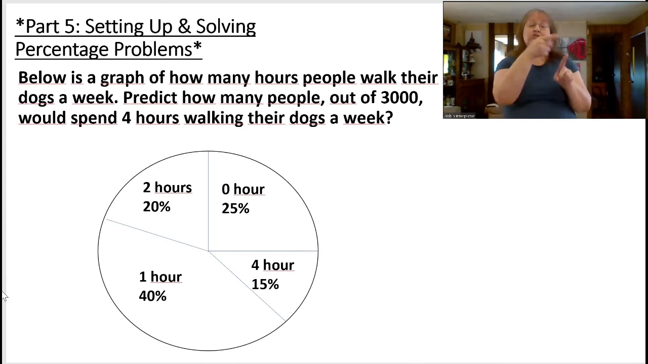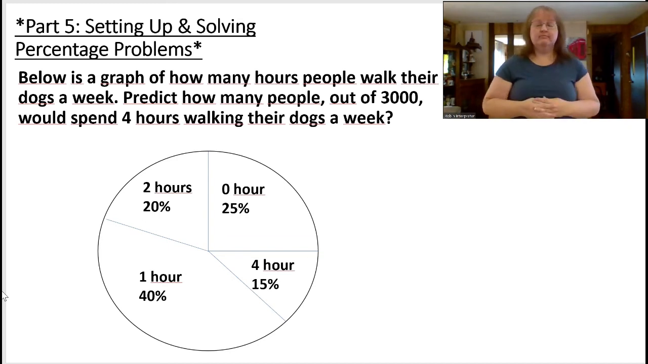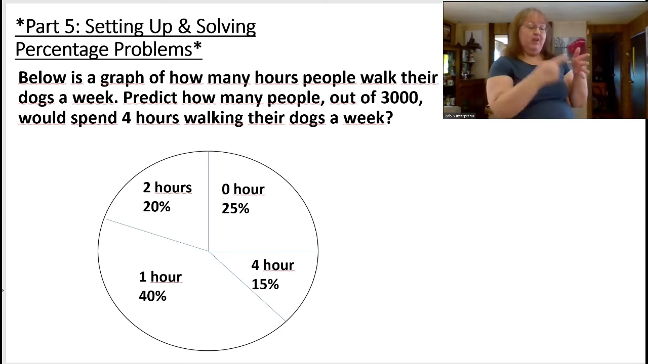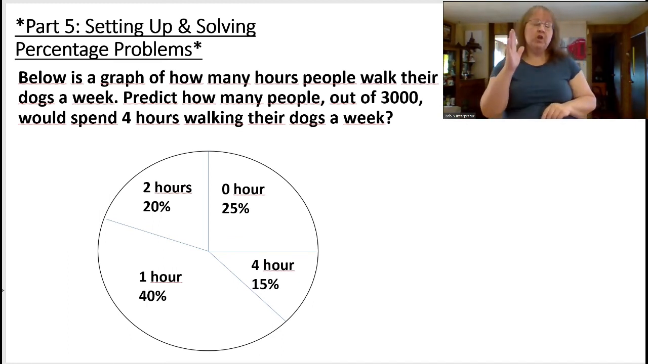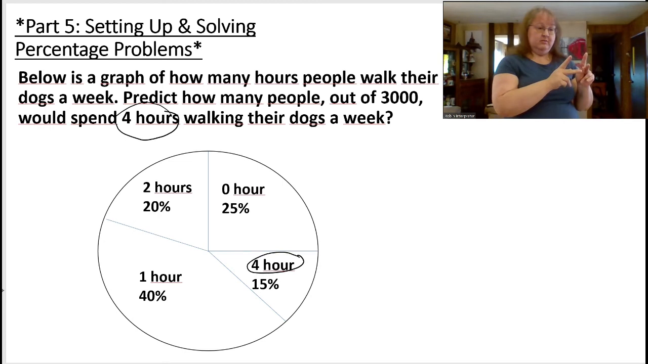Go ahead and see if you can do this one on your own using the same method we did on the previous slide. Press pause and then come back to check. All right, so below is a graph of how many hours people walk their dogs a week. Predict how many people out of 3,000 again would spend 4 hours walking their dogs a week. Okay, 4 hours. Here's 4 hours.